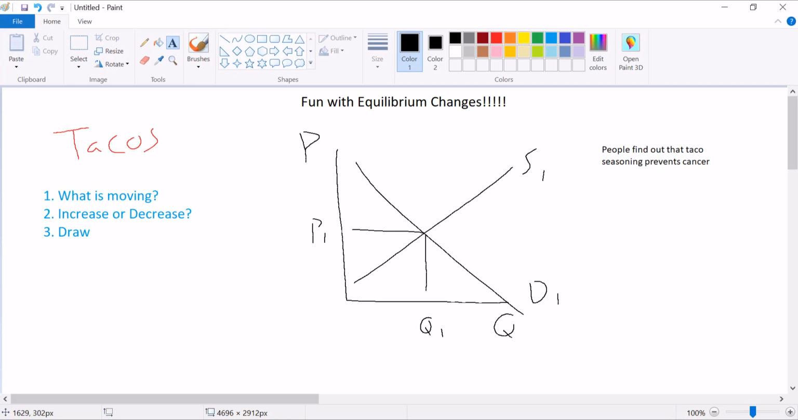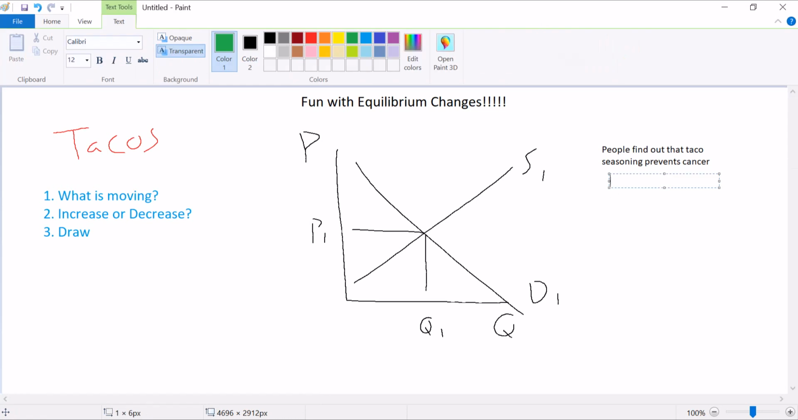ask our questions. What's moving, demand or supply? Well, it doesn't affect the production process of making a taco, but it could change people's preferences for tacos. Not only do they taste good, but they're now also an investment in your health. So I'm going to guess it's a demand shift. And it's a demand shift that makes us want to buy more. And so that's a demand increase.